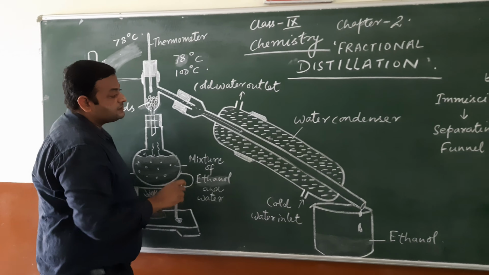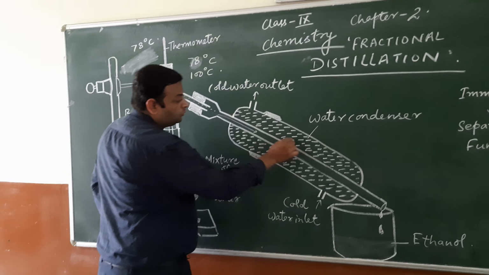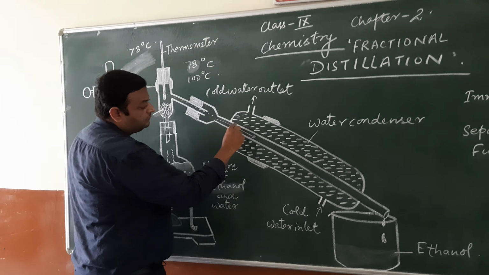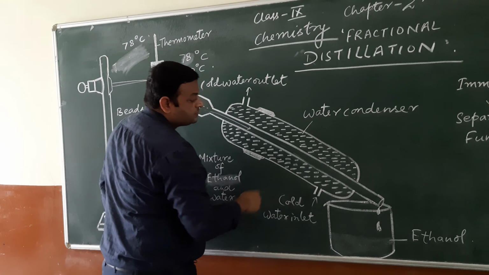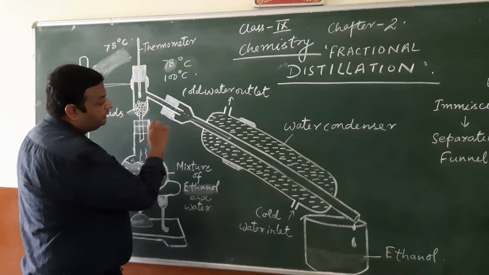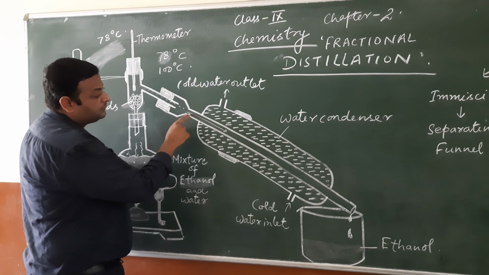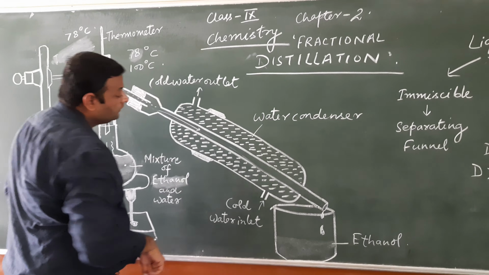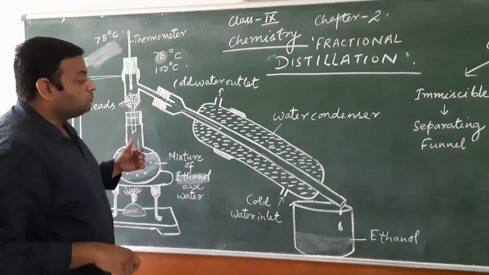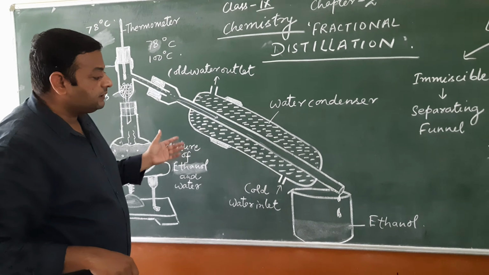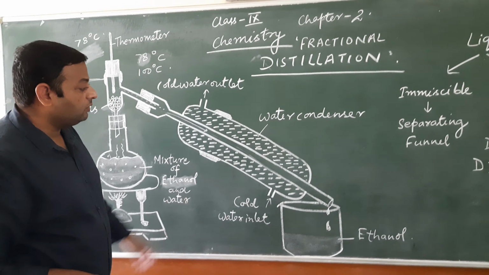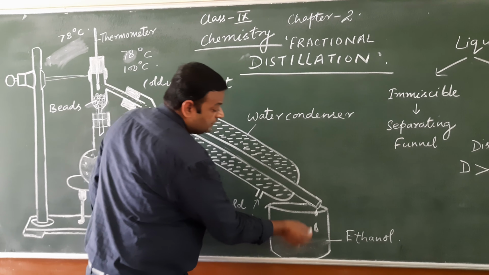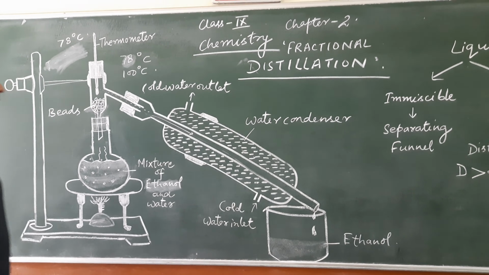In this water condenser, we have icy cold water here and here, so that this pipe, this delivery tube becomes icy cold. So what will happen when the hot vapors of ethanol pass through this icy cold tube? The hot vapors lose their kinetic energy and they get condensed to form liquid ethanol. And finally, we will observe that ethanol is being collected in the separate beaker.